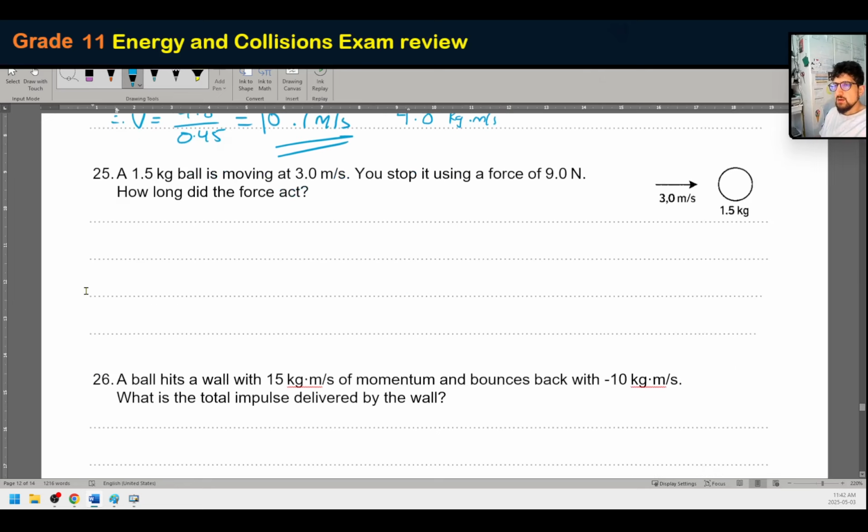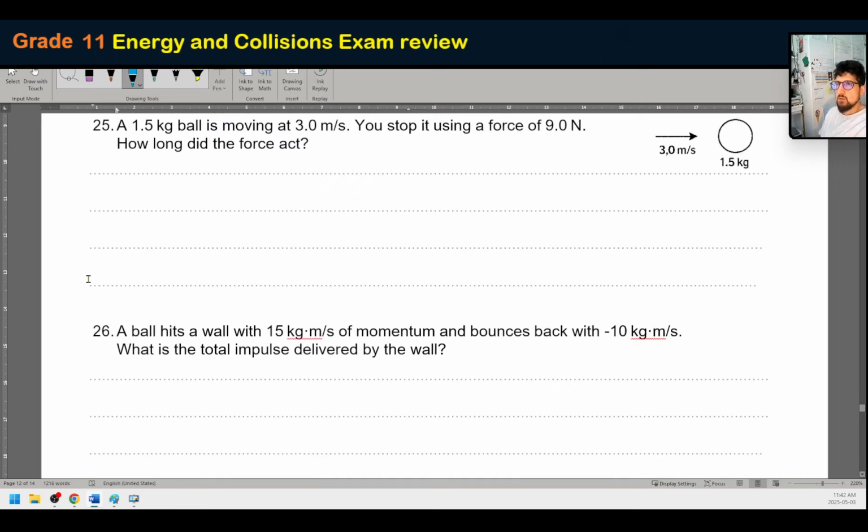Okay. A 1.5 kilogram ball is moving at 3 meters per second. You stop it using a force of 9 newtons. How long did the force act? You really don't need this much space for this question. It's so simple.